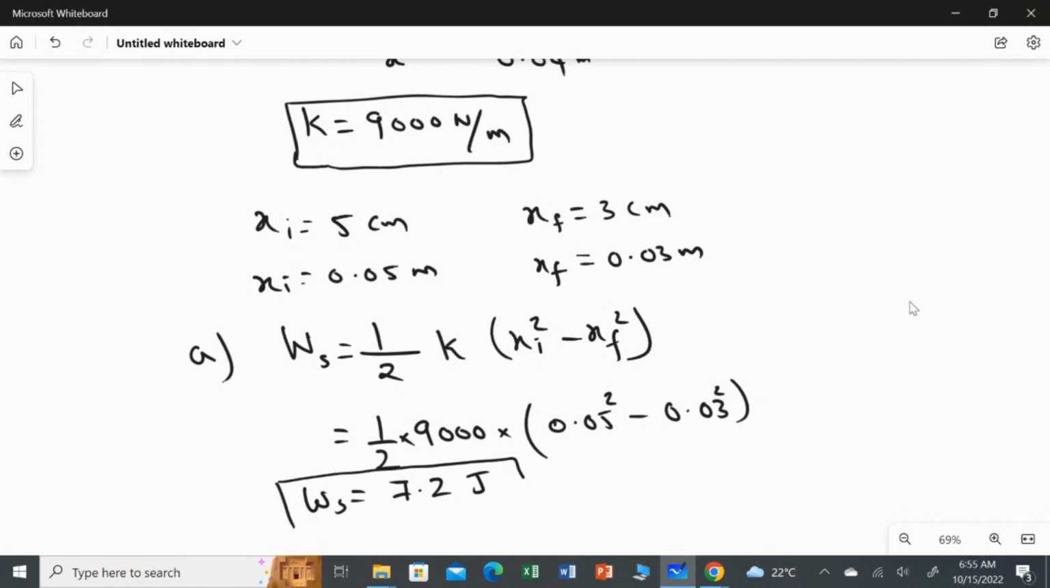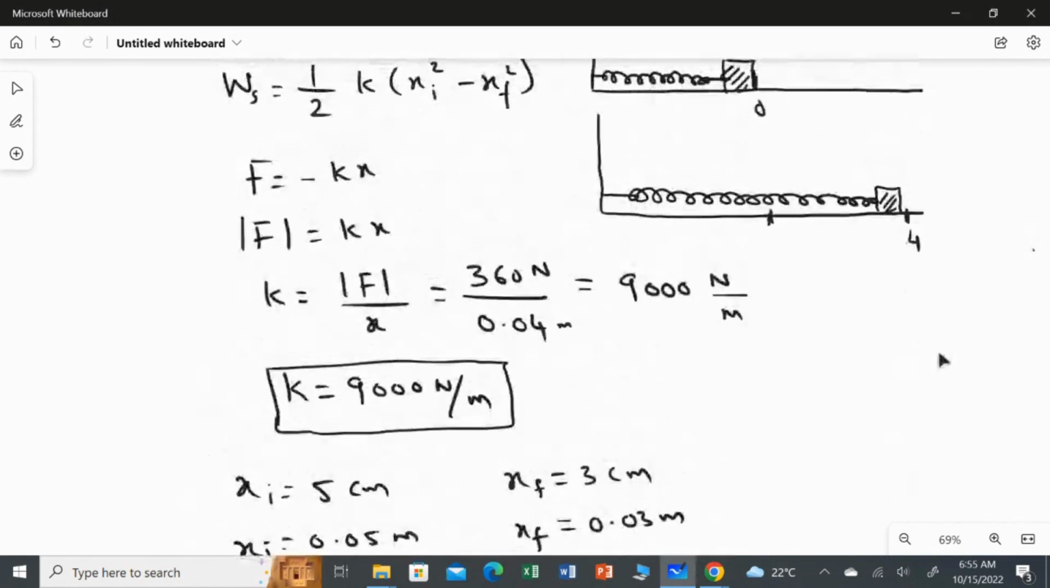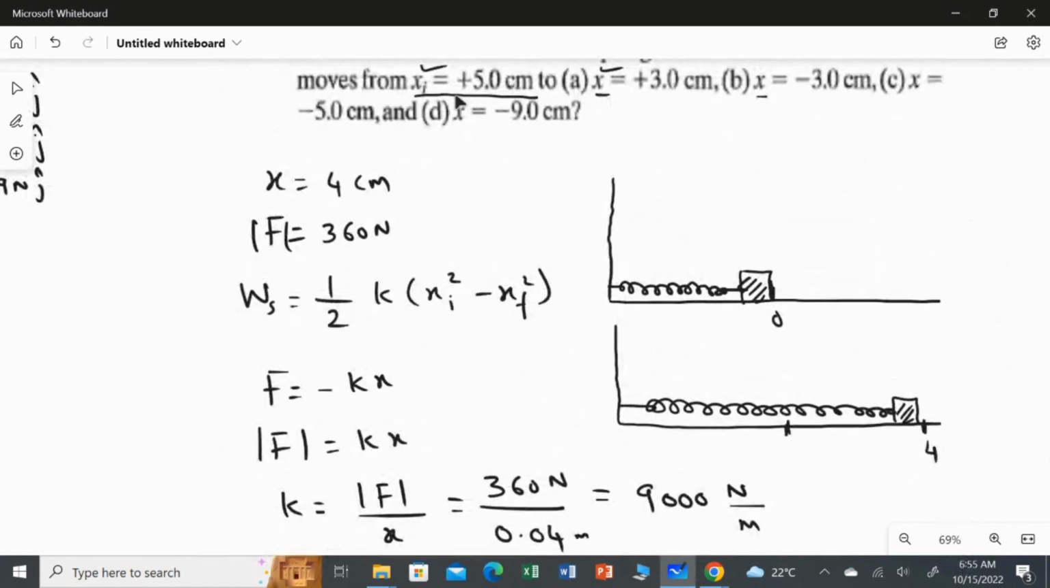This is the answer for the first subdivision. So likewise, you have to find the value of the second part and third part. What is your initial position for the second part? 5 centimeter, minus 3 centimeter. And for the third part, we are going to substitute the initial position as 5 centimeter and the final position as minus 5 centimeter. For the fourth part, we are going to apply the initial position as 5 centimeter and the final position as 9 centimeter.